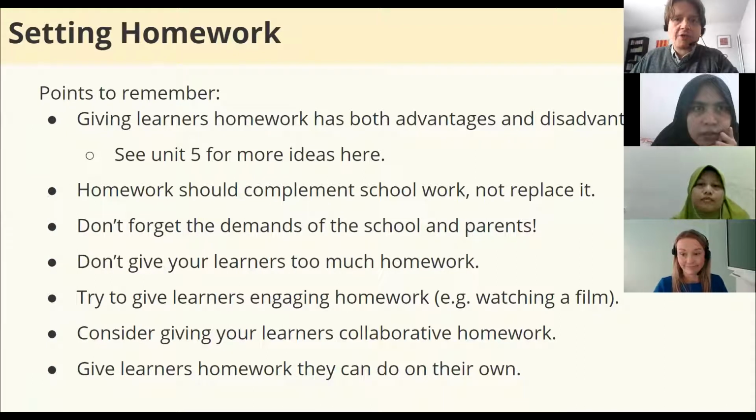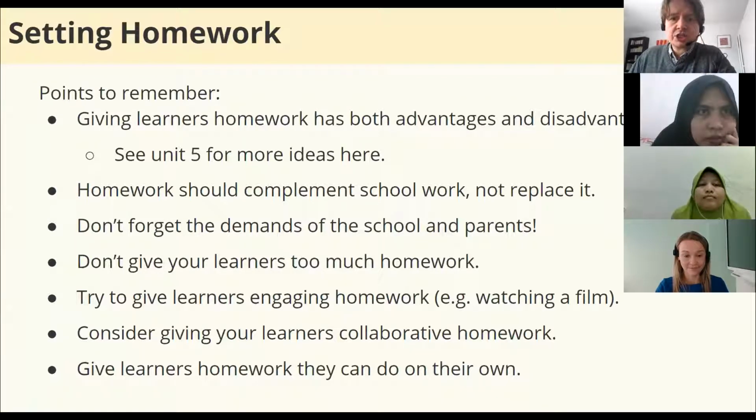Somebody talked about not giving learners too much homework, especially young children. If they're at school from 7 till 3 all day, I think they're quite tired. They probably want to relax and spend time with their family, not studying all the time. Obviously, it's different for older learners, older students.